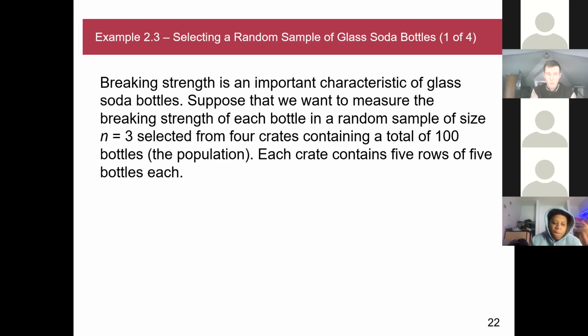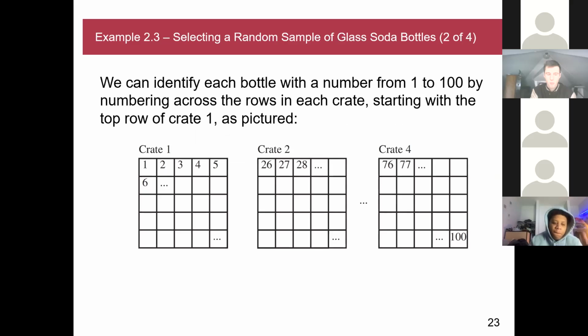And what are we going to select from? 4 crates containing a total of 100 bottles. So our population is 100 bottles from these 4 crates. Each crate has 5 rows of 5 bottles each. So there's 25 bottles per crate, and there's 4 crates, so that makes our 100 bottle population. And we're just selecting randomly 3 bottles from these 100 bottles. And that's 3%. That's well below the 10% requirement for random sampling. And here's just an example of some of these crates that are filled.